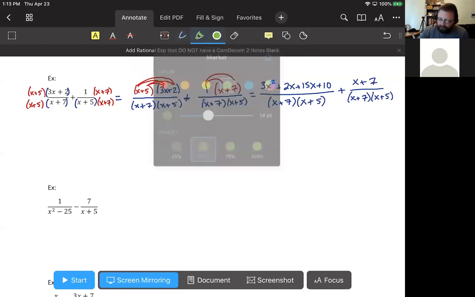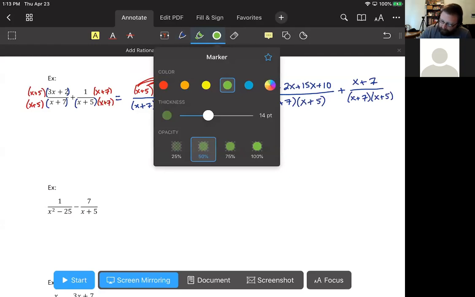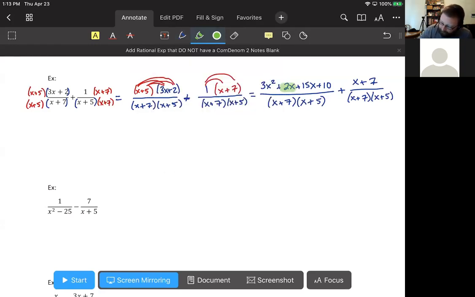Then we are going to go in here and add our like terms. So we have a 2x, a 15x, and a 1x. We're going to add those together. So we have the 3x squared as its own term. We add the 2x, the 15x, and the 1x, because remember there is a 1 in front of that x. That is a total of 18x. And then we are going to add the 10 and the 7, because those are like terms, to get 17. That is over x plus 7 times x plus 5.